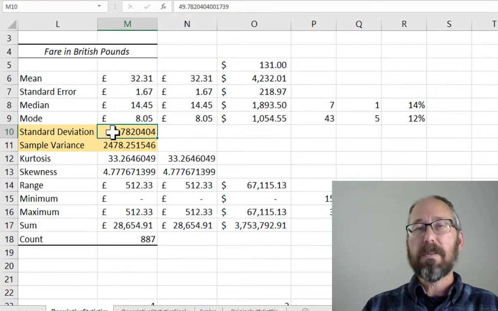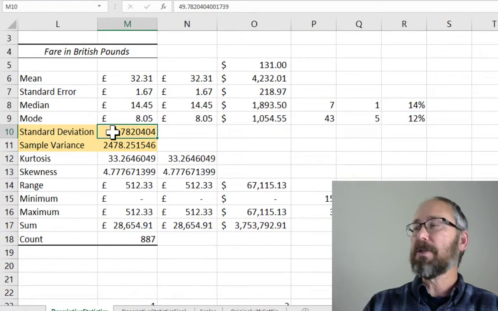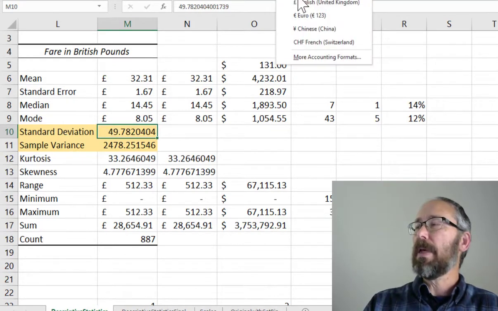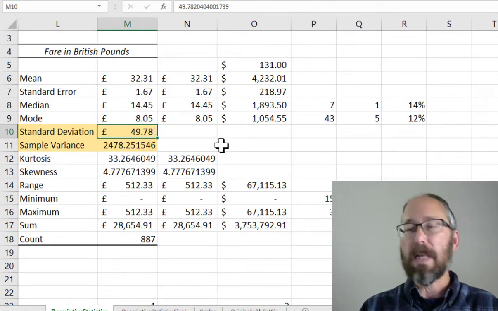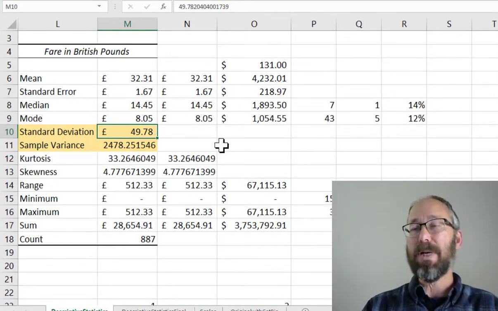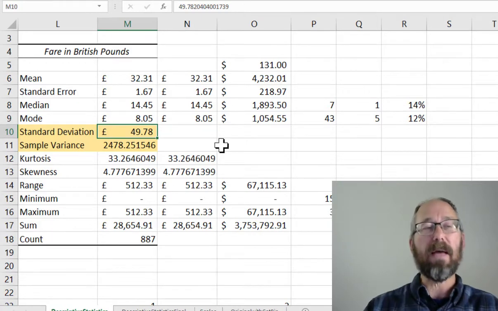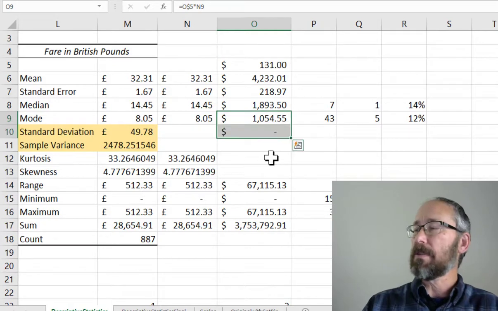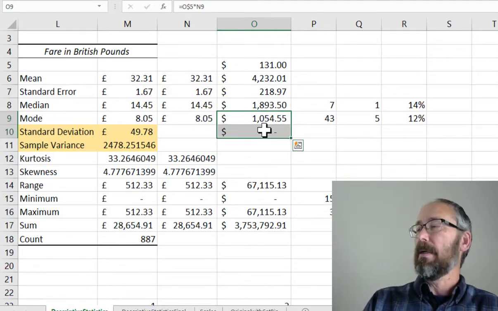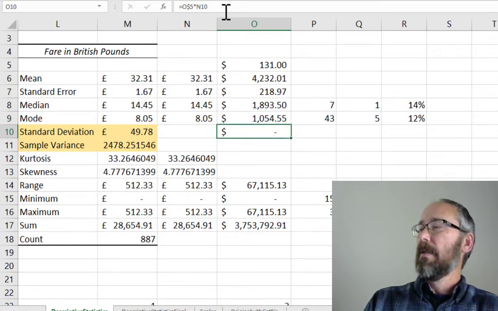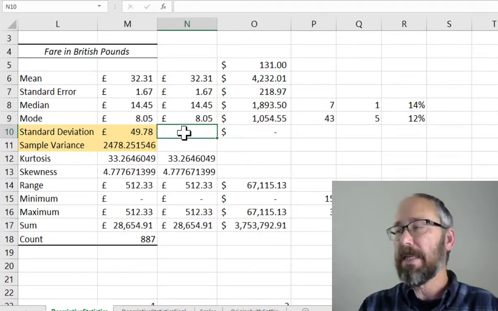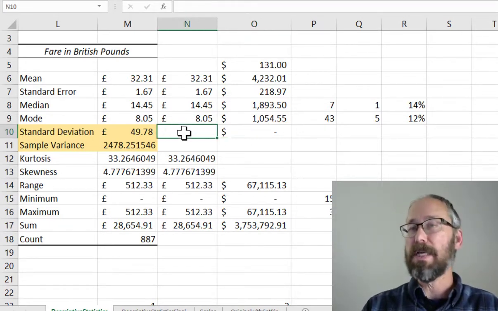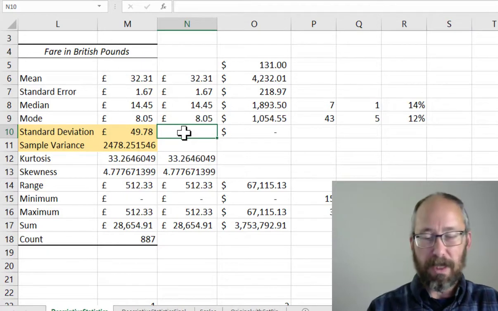Now, the standard deviation is in the units that you're using for your measurements. So in this case, it would also be in British pounds, so 49.78 British pounds, and we could certainly convert that to dollars. So if we just copy down one of our formulas that we had used before, and oops, I've done something wrong here, so let's see what I've done. Oh yes, I haven't calculated my standard deviation using a formula. So let's use a formula here.